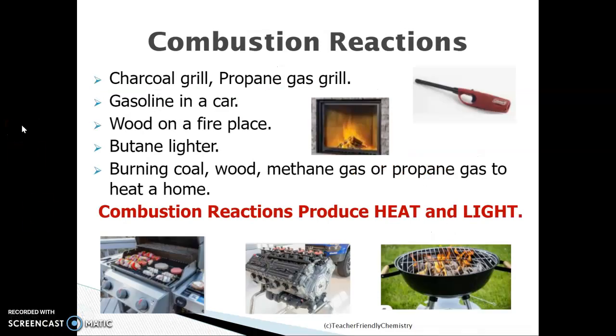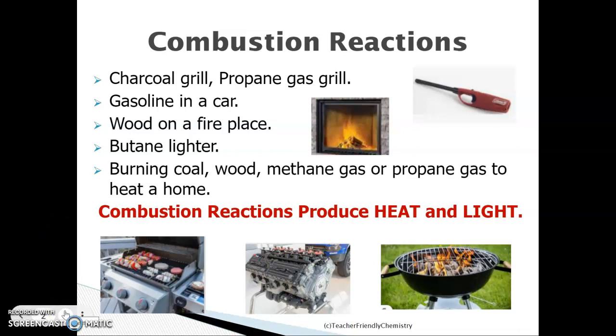So what is a combustion reaction? It's just anything that produces heat and light. So in that engagement video you guys watched today with the whoosh bottle, that was a combustion reaction. Charcoal grills, propane gas grills, gasoline in cars. Our cars, most of them, unless you have a Tesla, run on a combustion engine. Wood in a fireplace, butane lighters, anything that catches fire, essentially. Catches fire, does combustion, creates heat and light. That is a combustion reaction.